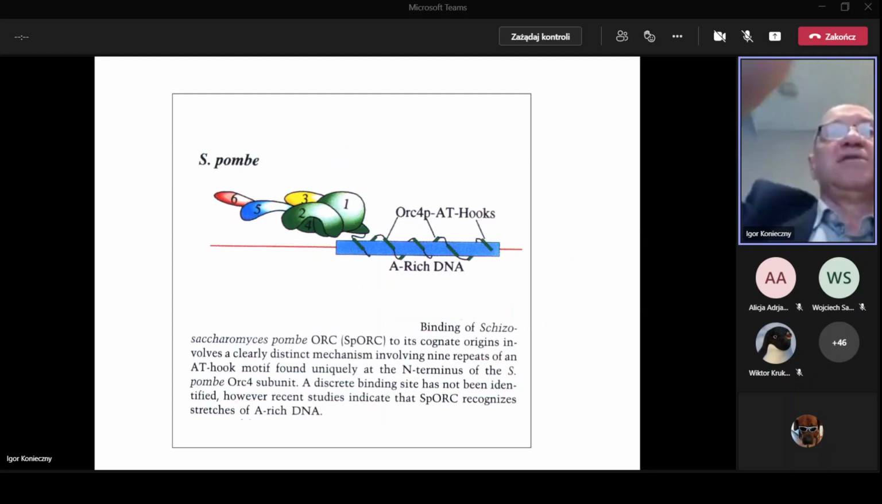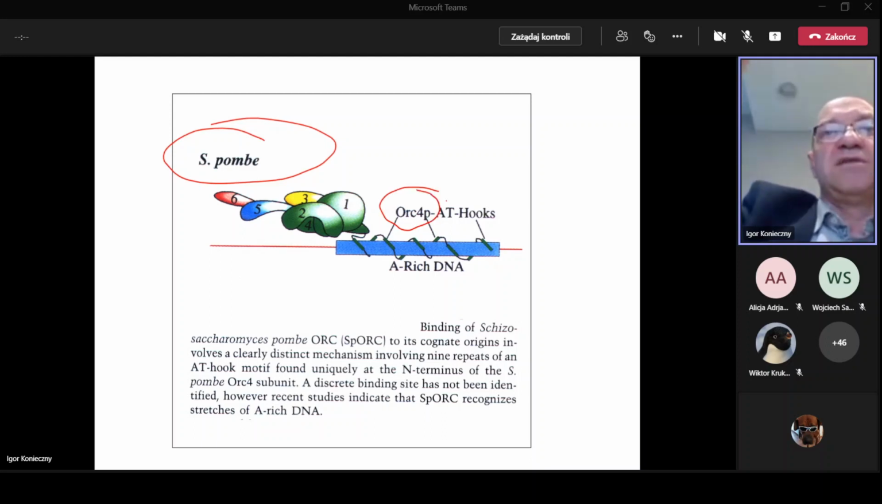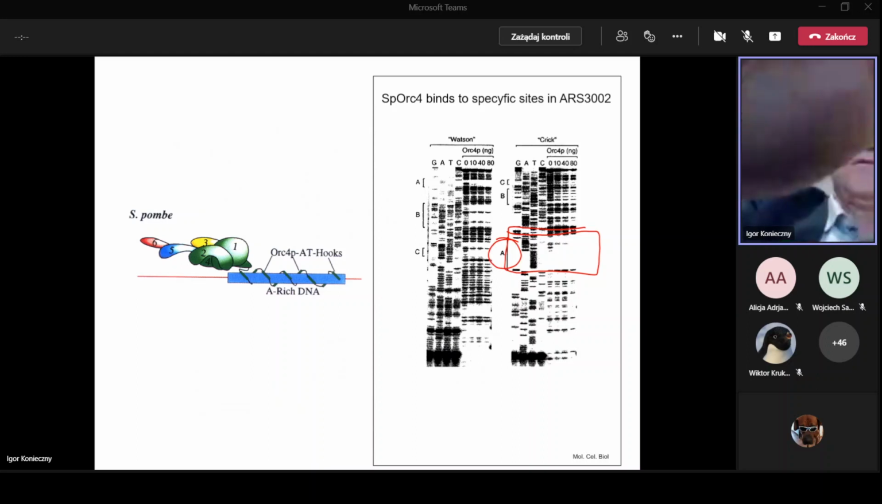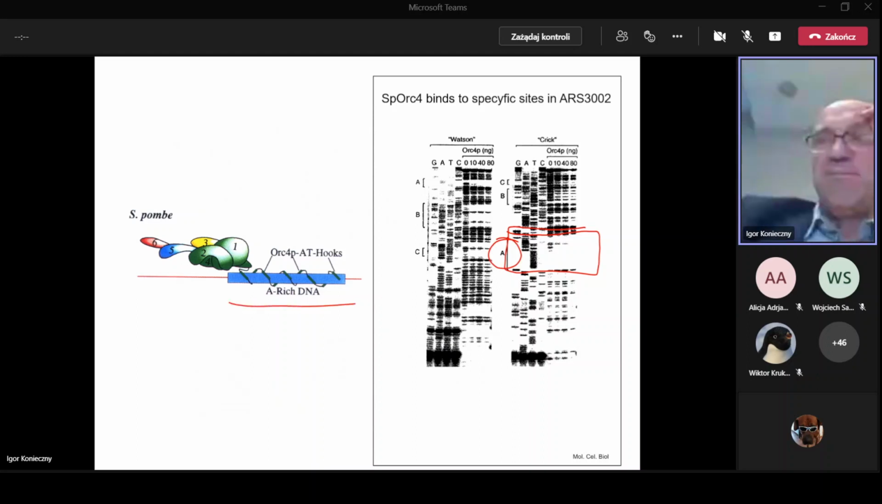In Schizosaccharomyces pombe, there is a specific ORC4 protein that forms a specific hook, which interacts with the AT-rich part of a replication origin, and that brings the entire complex into interaction with the DNA, which was tested by DNase I footprinting. And again, the A part is the most important for the interaction. So, AT-rich DNA.